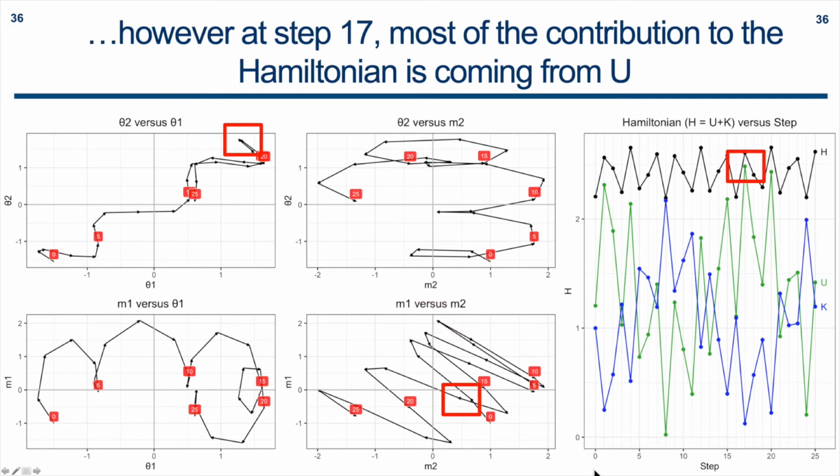However, at step 17, most of the contribution to the Hamiltonian is coming from the potential energy, and very little is coming from the kinetic energy. So up here we can see that the values of θ1 and θ2 are both large and positive, whereas the two momentum variables here, M1 versus M2, are both very small. So again, we're getting this idea of transferring between contributions from the thetas and contributions from the momentum variables, and that's why we have this ability to explore the joint parameter space for our thetas extremely well.